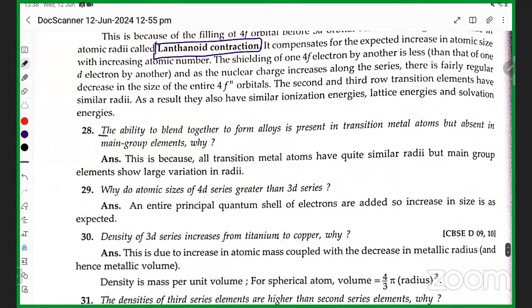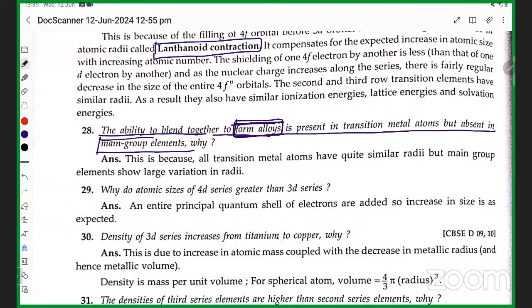Next, the ability to blend together to form alloys is present in transition metal atoms but absent in main group elements. Why? Those having nearly similar radii form alloys. We will study alloy formation under a separate heading. Main group elements, like the s block, lack this because their radii are different.